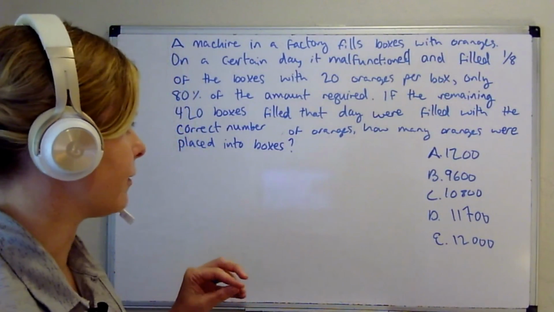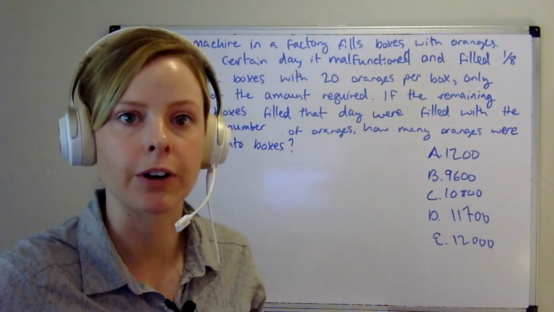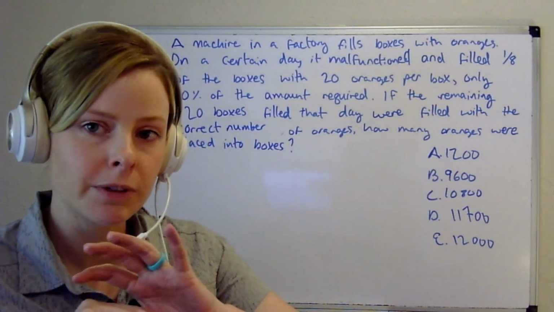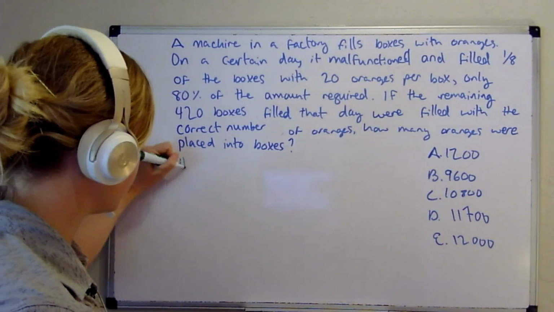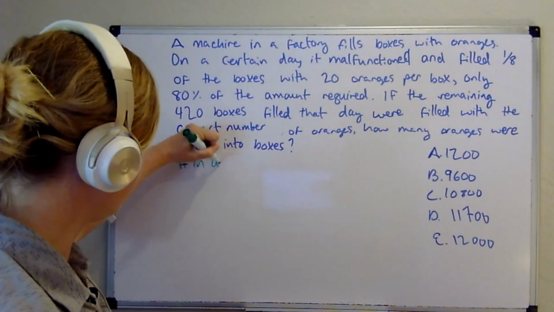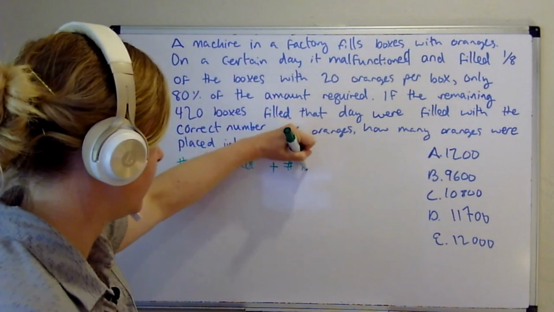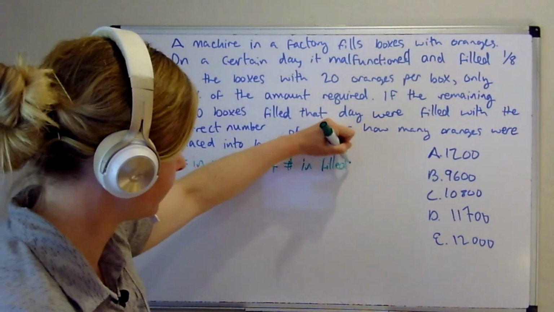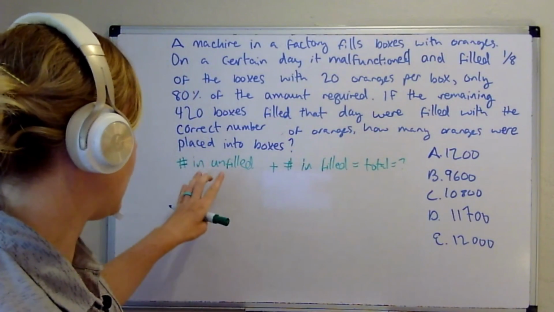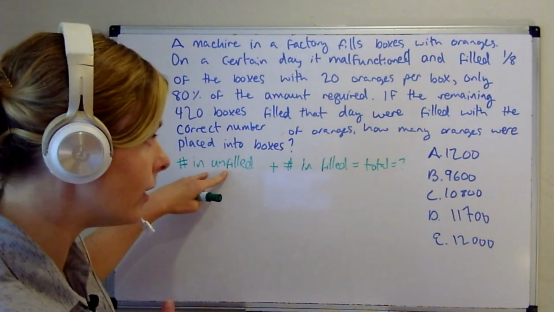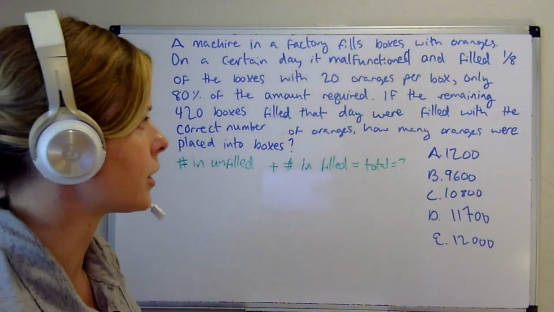All right, so we're looking for some total number of oranges here. And within that, we have two categories. We've got boxes that were filled correctly, and then we've got these malfunction boxes that were not filled correctly. So, in terms of that big picture organization, where I'm going to go with this problem is say my number of oranges in the unfilled boxes plus my number of oranges in the totally filled boxes is going to be my total, right? And that is what my question is asking me for. So I need to figure out how many oranges were in the not quite filled boxes and then how many were in those filled boxes, add those two things together, and bam, there's our answer.